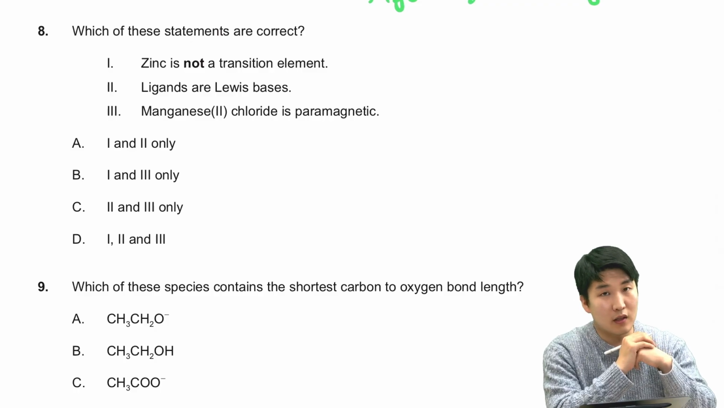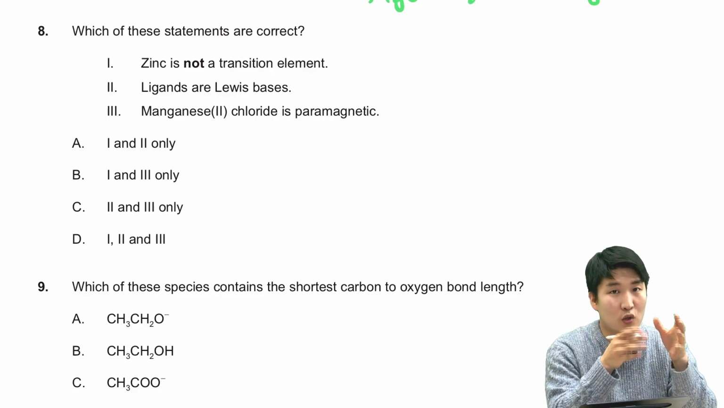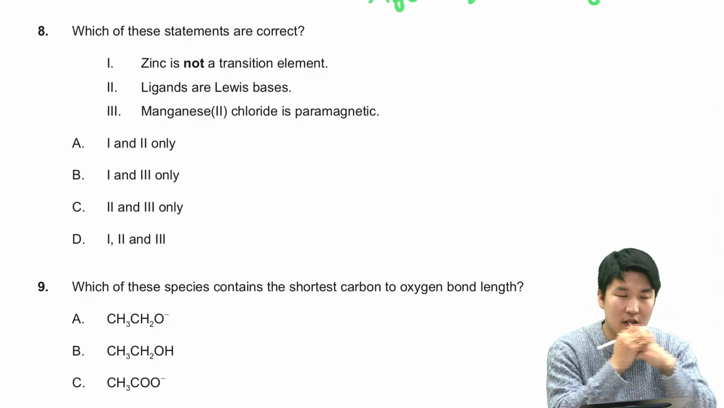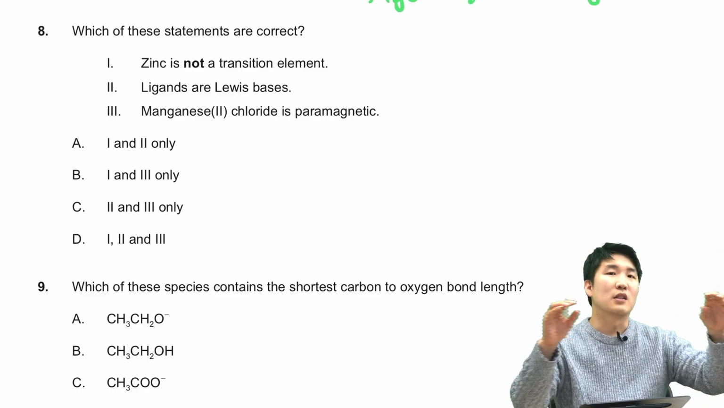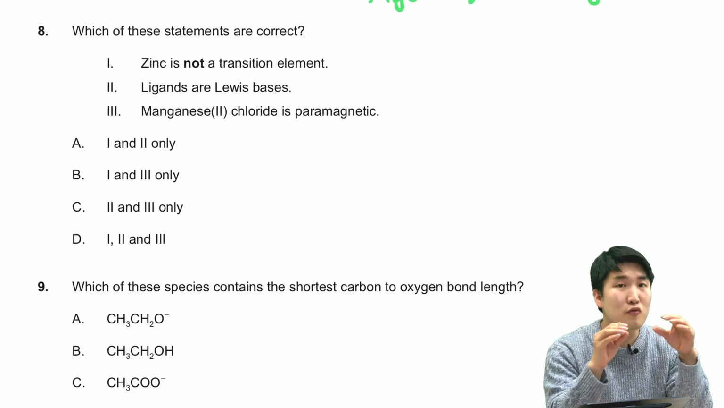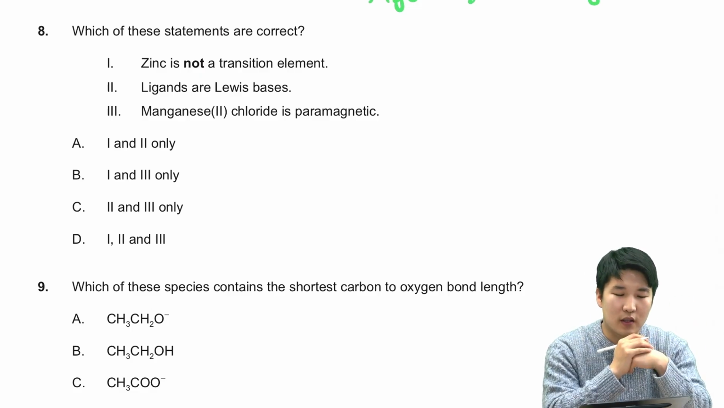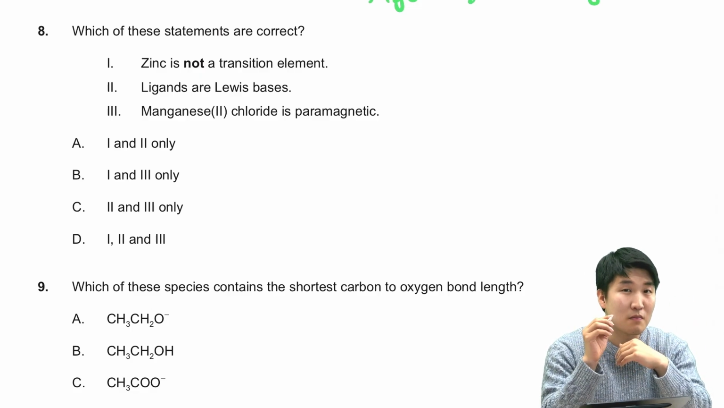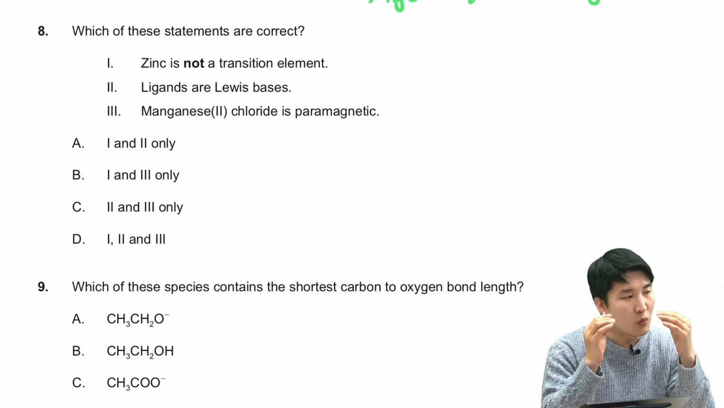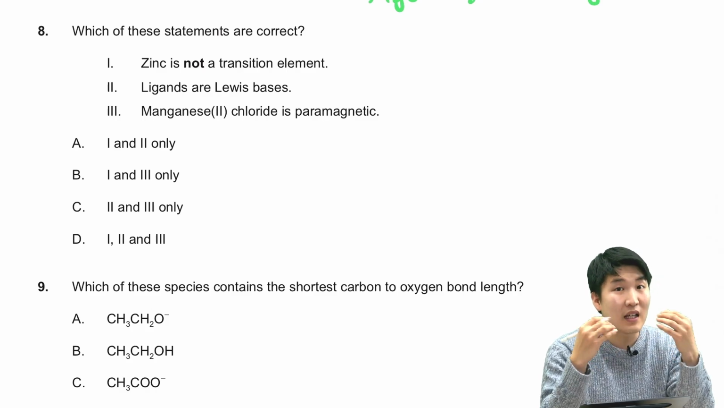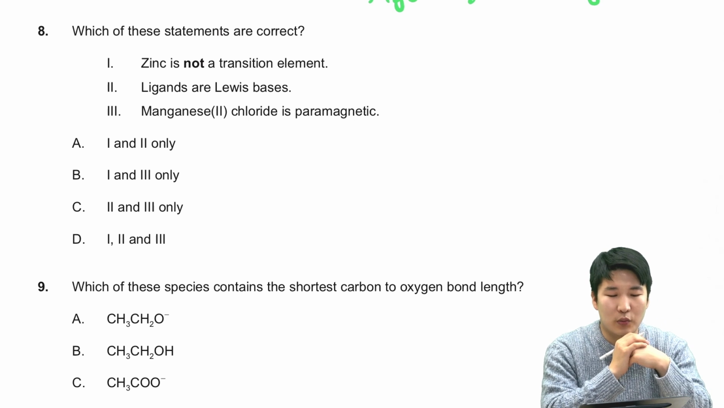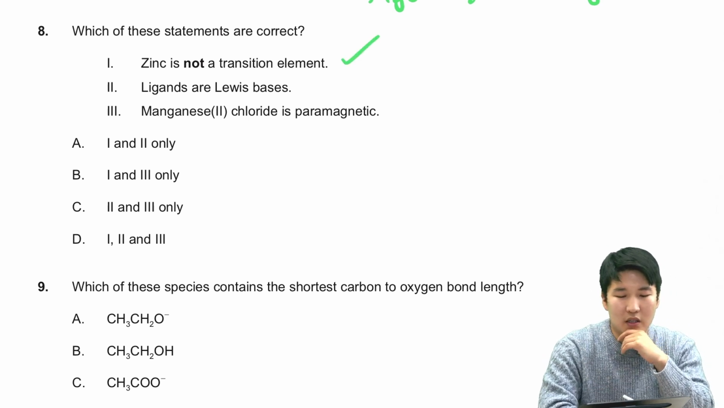Zinc is a d block element, but not a transition metal. It's the only element in the first row of the d block that's not a transition metal because of its complete d orbital. We want the transition metals to have incomplete d orbitals, but zinc does not.